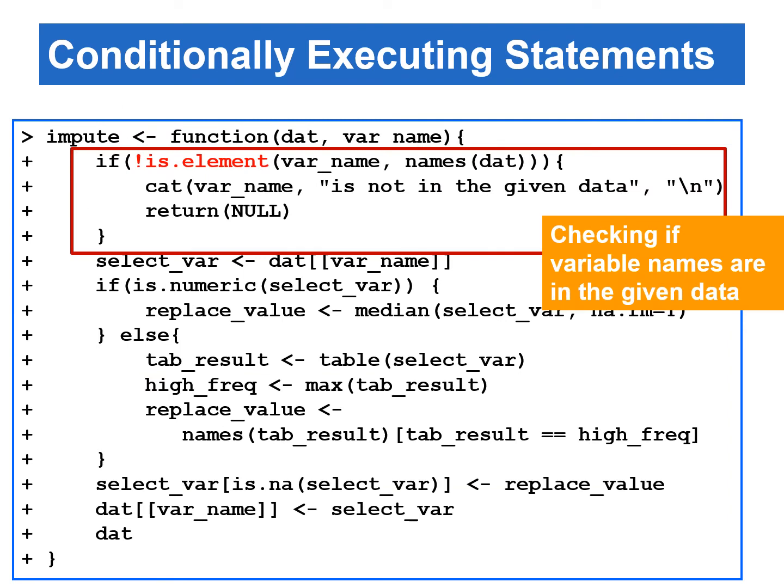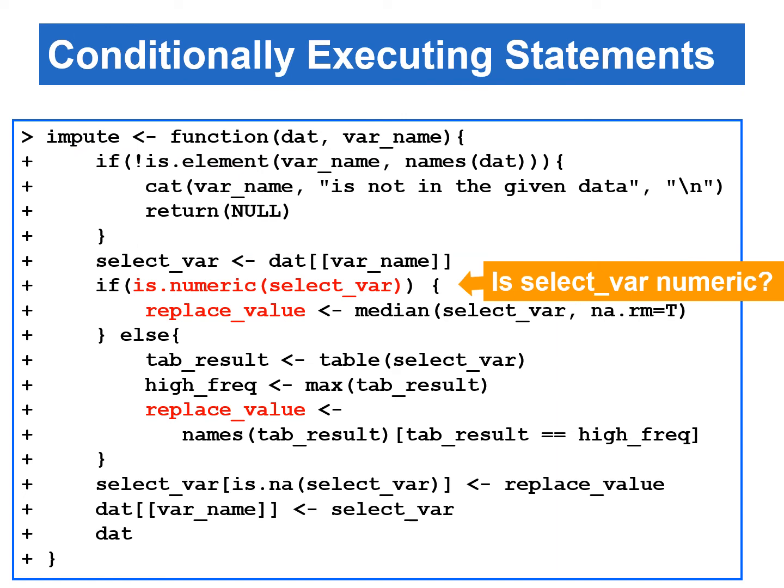Previously we wrote two impute functions. One was imputing numeric variables, and the other one was imputing character variables. We can combine these two functions into one. At the beginning of the function, we used is.element to examine whether the variable name is in the given data frame. If the variable name is misspelled, is.element will return FALSE. And negating the result returns TRUE. In this situation, we print a customized message and return the NULL value. Alternatively, we can use the stop function to print a customized message and stop the function execution.